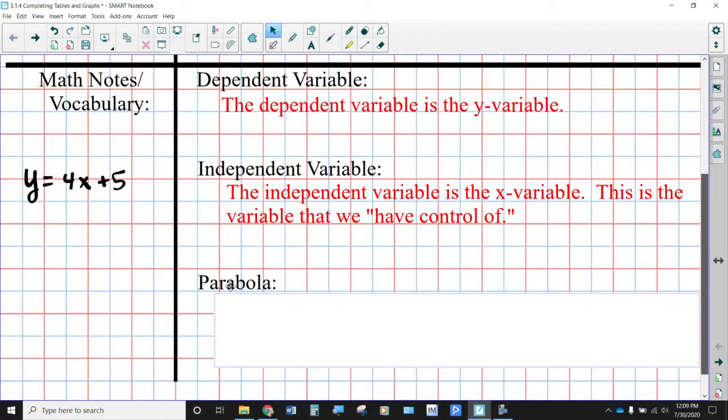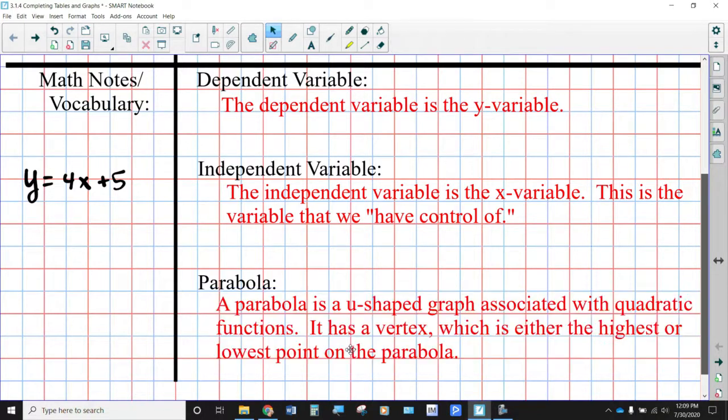And then we have a parabola. A parabola, most of the graphs that we've been working with are straight lines so far. But you saw an example of a parabola when we did that third lesson, I think, of the first chapter, when 4 of the graphs we did had straight lines, but one of them was U-shaped. Well, that's a parabola. A parabola is a U-shaped graph associated with quadratic functions.